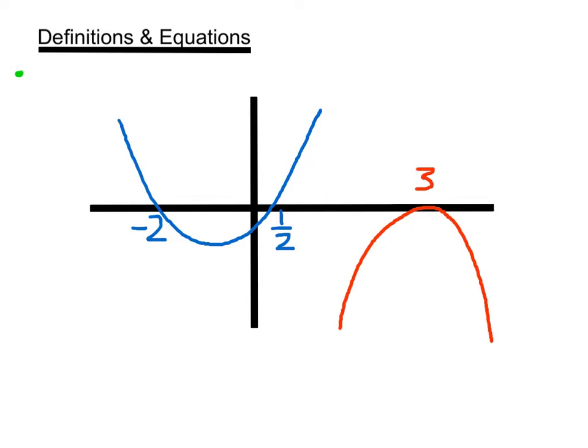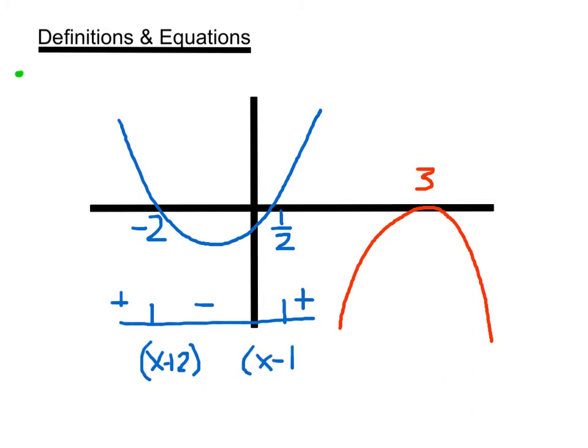Now it's important to note here that in the blue graph, or the blue function, the sign diagram will change at the critical values, because the graph is crossing the x-axis, or cutting the x-axis. So here I have positive, negative, and positive. And this could be represented by factors such as x plus 2 and x minus 1. These factors indicate that the x-axis is being cut.